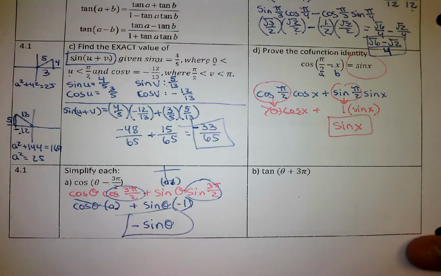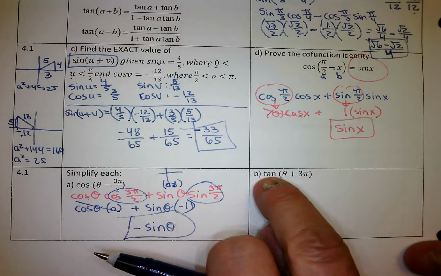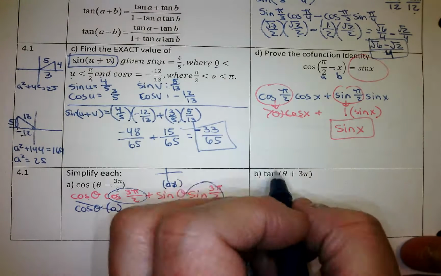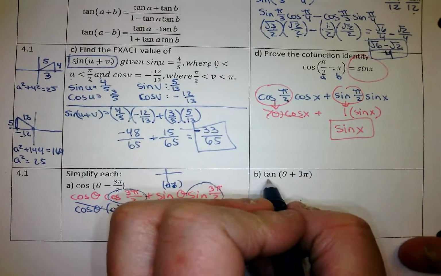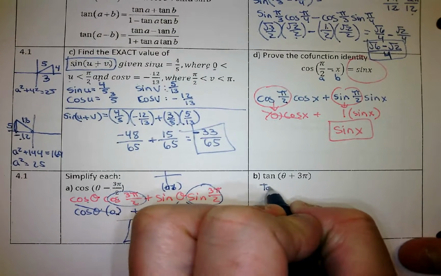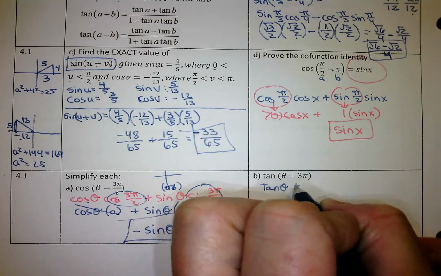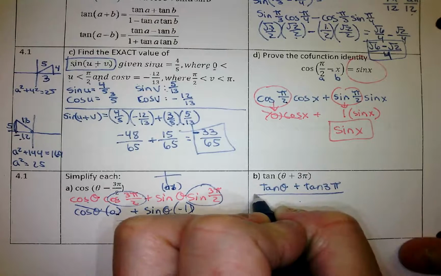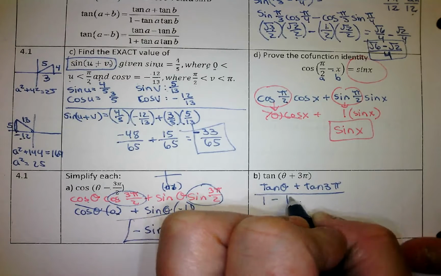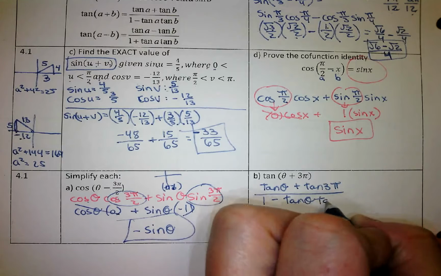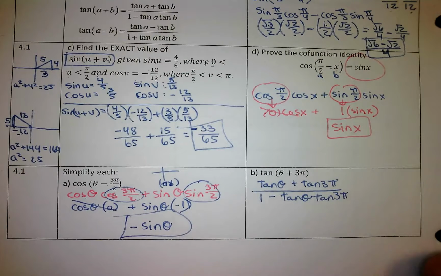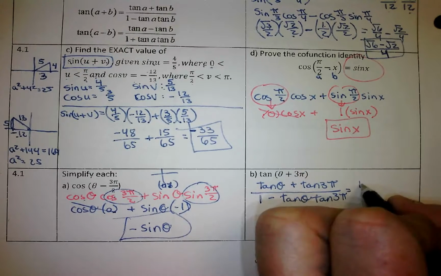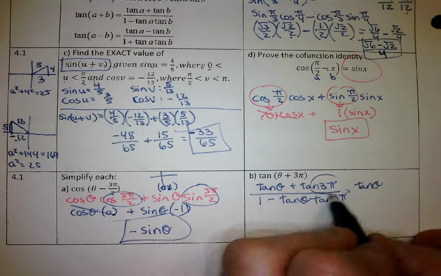So this is tangent of an A plus a B. So we're going to go on ahead and plug this into our sum identity for tangent, which says tangent of theta plus tangent of pi over 1 minus tangent of theta times tangent of 3 pi. So tangent of theta is just going to stay tangent of theta. But tangent of 3 pi, well, let's look at 3 pi.